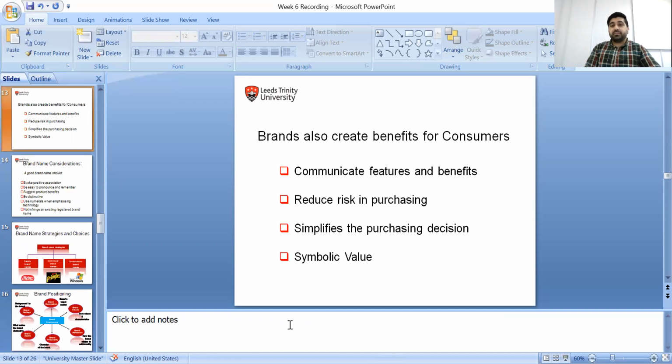Brands also create benefits for customers. How? By communicating features and benefits. It reduces the risk in purchasing, simplifies the purchasing decision, and explains a symbolic value. So all companies use their brand names, and by using them, they are communicating the qualities and benefits of the product to customers.